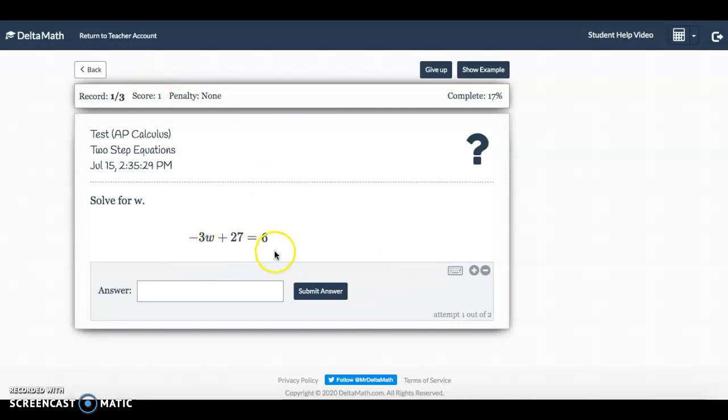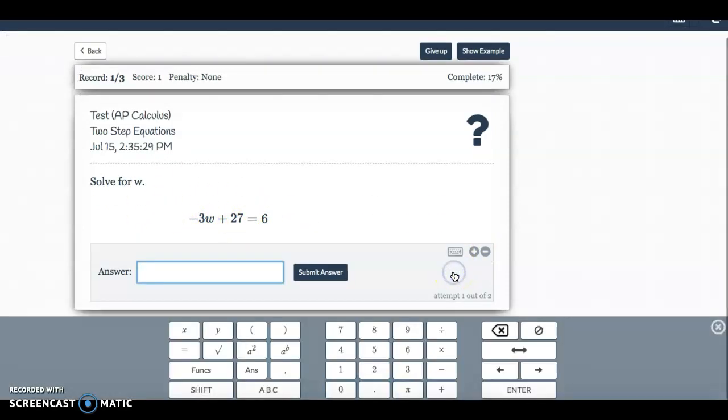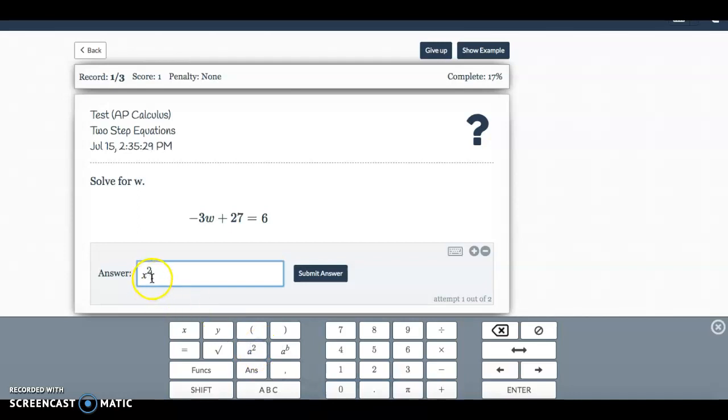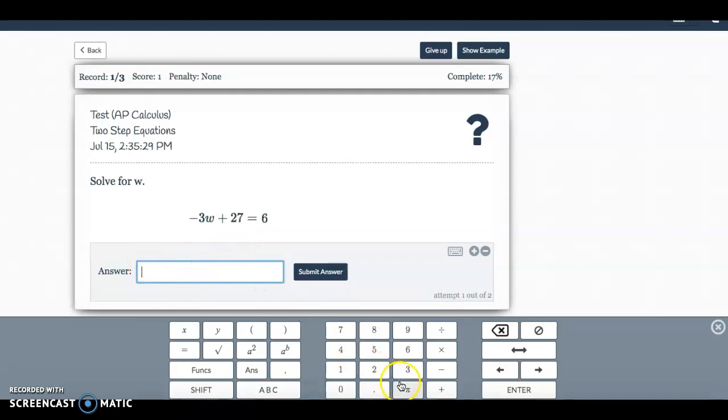Obviously not all of our problems are going to be as simple as two-step equations, and so some of the things you want to keep in mind are the keyboard that you can use. For example, if I wanted to square a number, or a variable could be your answer, I could type in an x and then hit this button, which would make it x squared. Or if I needed the square root of something, I could do the square root of x squared, or the square root of 17. And that could be my answer. If we need pi, I can always throw pi in there as well.